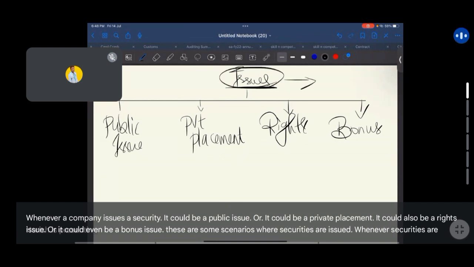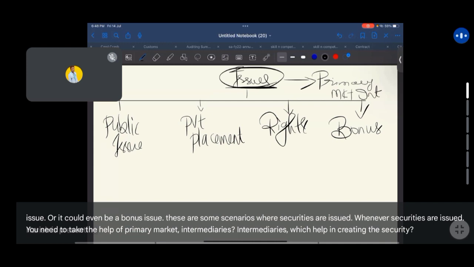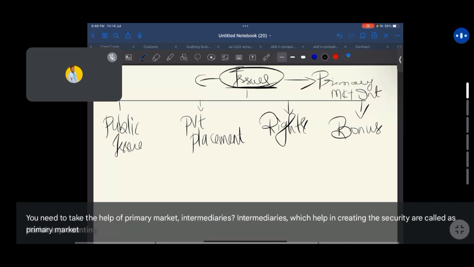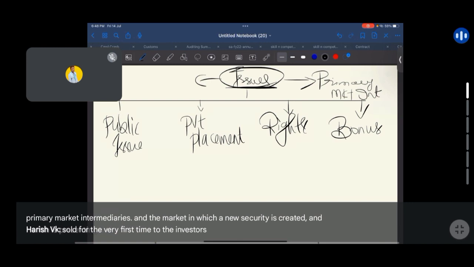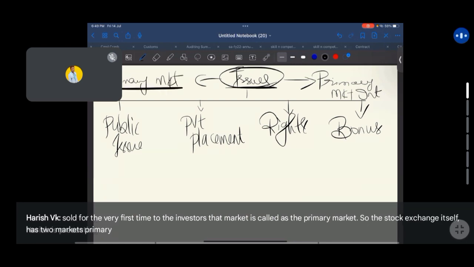Whenever securities are issued, you need to take the help of primary market intermediaries. Intermediaries which help in creating the security are called primary market intermediaries. And the market in which a new security is created and sold for the very first time to the investors, that market is called the primary market. So the stock exchange itself has two markets, primary and secondary. First, a security should be created, then only it can be traded.